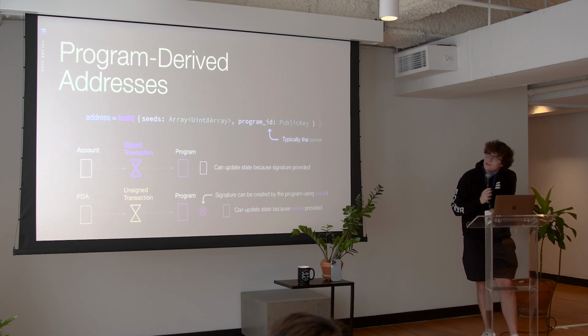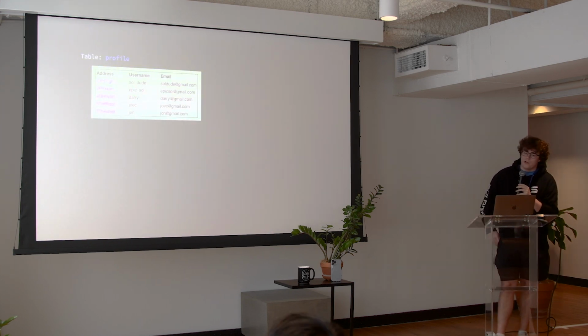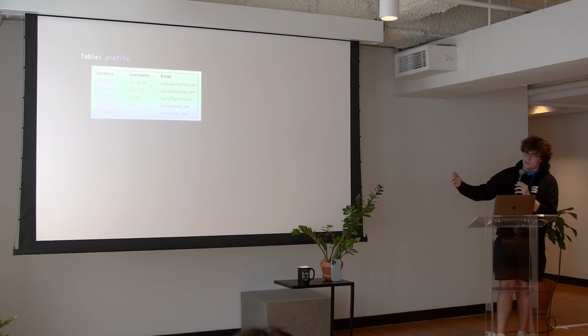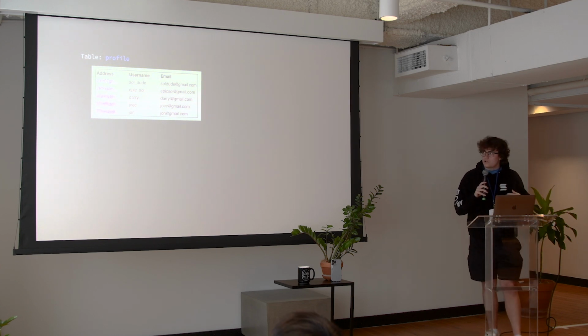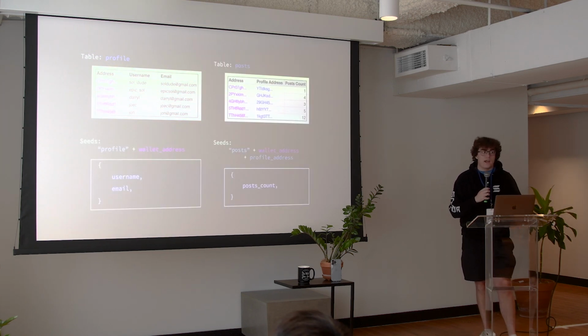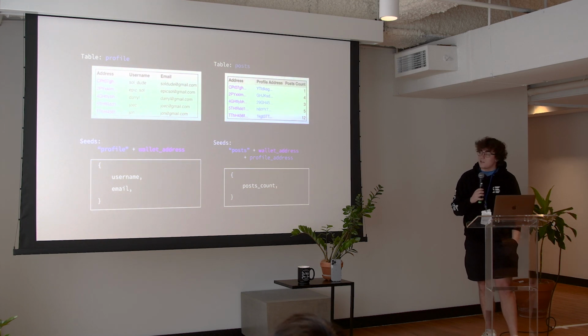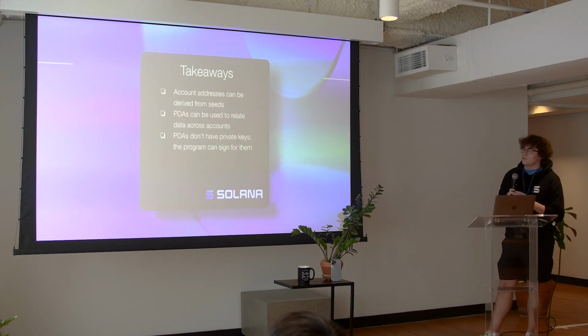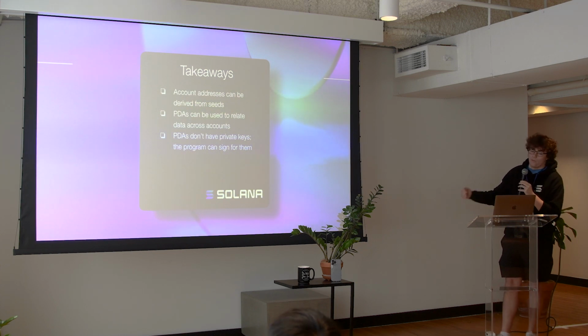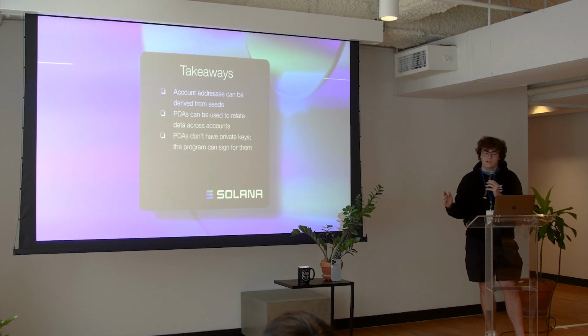So we want to look at now how PDAs operate, with an example of a table of user profile information. You can see here we're recording each user's address, their username, and then some arbitrary information about them. Here we have email. So the problem that we're trying to solve is how we can represent this table or database as the address, and now additionally their profile address, which we saw can previously be derived only from their wallet. You can see how deriving these seed patterns can help us relate across the different types of accounts on Solana. This technology, PDAs, can be used to relate data across accounts, and PDAs don't have private keys. The program can sign for them. So these are pretty useful, like I said, for managing data in a ton of different ways.